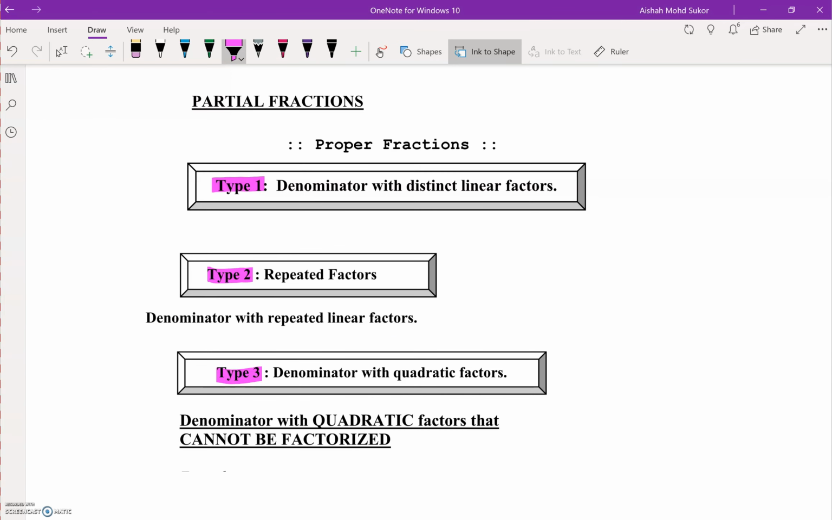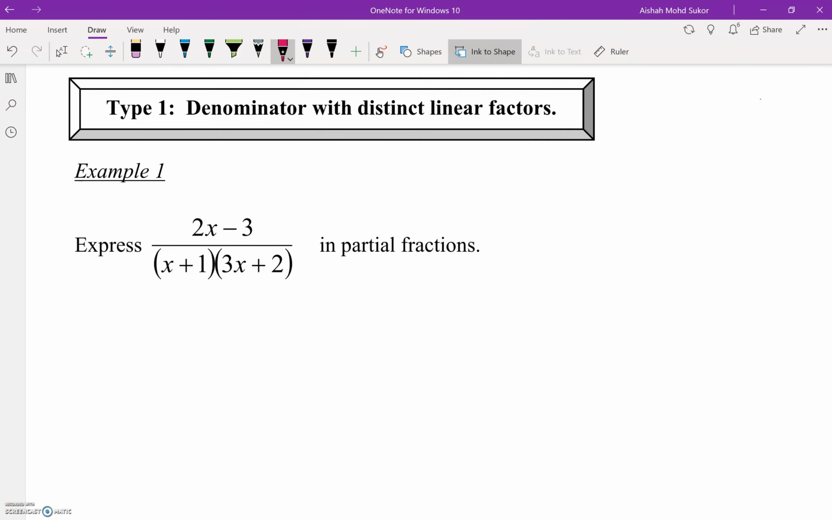There are three types of the denominator for proper fractions. Type 1, denominator with distinct linear factors. Type 2, denominator with repeated linear factors. And type 3, denominator with quadratic factors that cannot be factorized. Type 1, denominator with distinct linear factors.